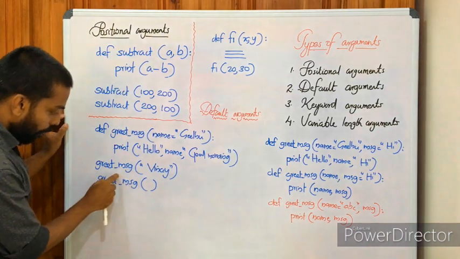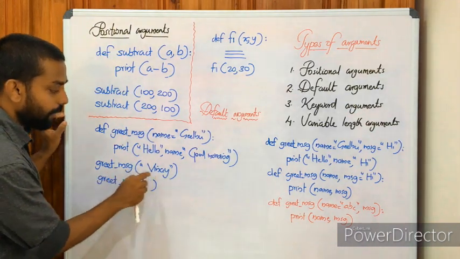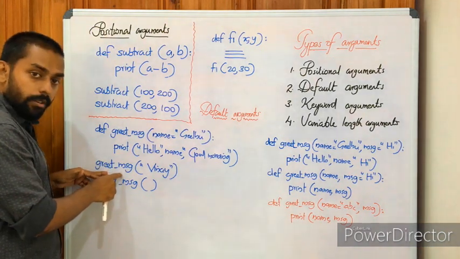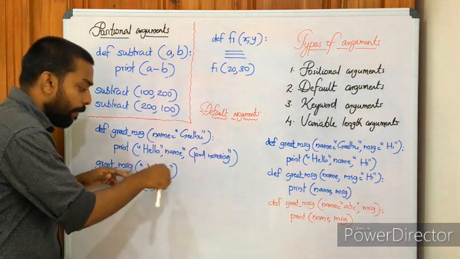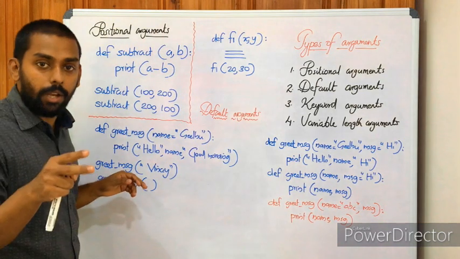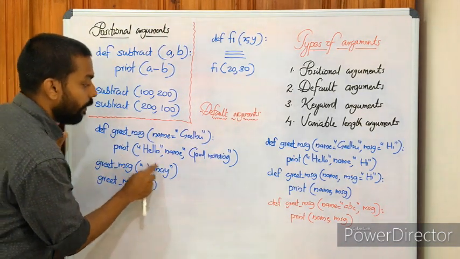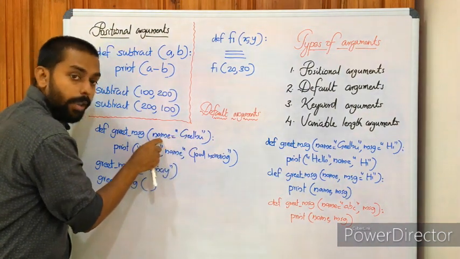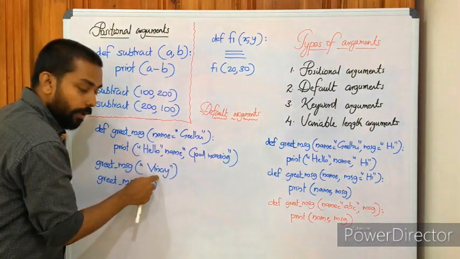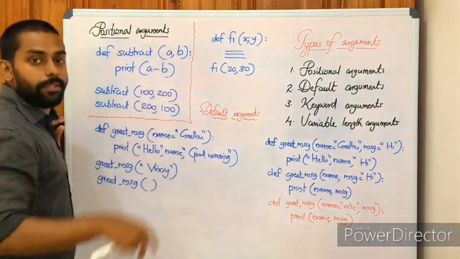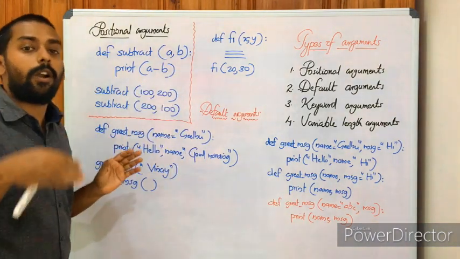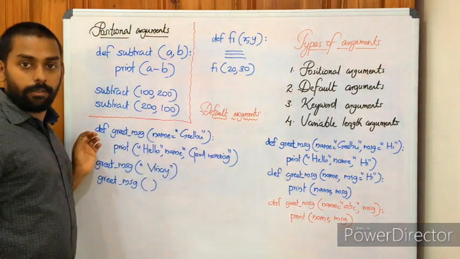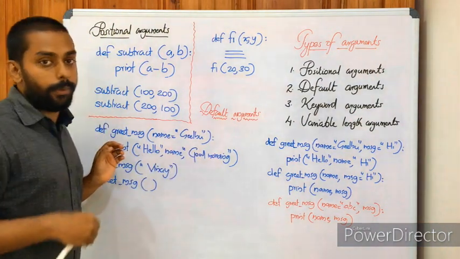Then we can have our first function calling statement, greet message Vinay. What happens? We are calling the function greet message by passing Vinay. Vinay will be passed to name. Actually, we have a value for name already, that is Geetu. When we pass Vinay, Geetu will be replaced by Vinay. So what will be the result? Hello Vinay, good morning will be the value.